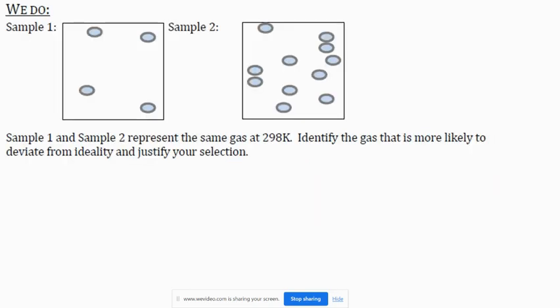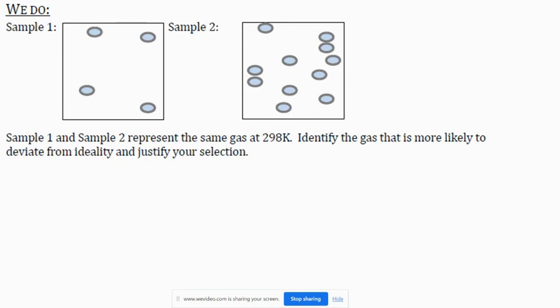All right. Sample 1, sample 2. They're at 298 Kelvin. We're going to identify the gas that's more likely to deviate or be less ideal. Which one's going to be less ideal? Sample 2. Why? Right. There's more volume there. There's more material in there. So there's more chances of them coming together and being able to kind of hook up, and IMF's working.